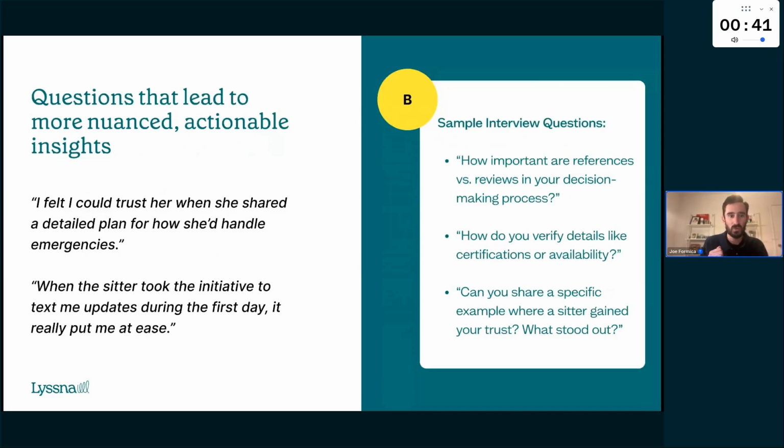So comparing that with B, these questions are more likely to lead to more nuanced, actionable insights. They're moving past some of those surface level questions of what sites do you use, or what are some of the things that you care about, or where have you looked for a sitter before, getting into, as some of you said in the chat, and Jalen said in the chat, their thought process, their experience, and all the pain points, challenges, and successes that go into that.